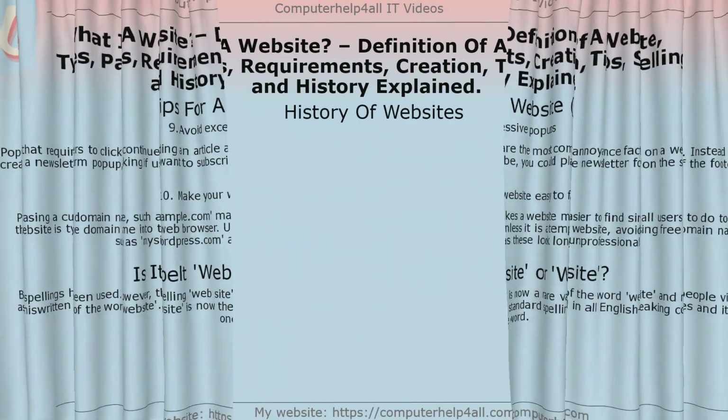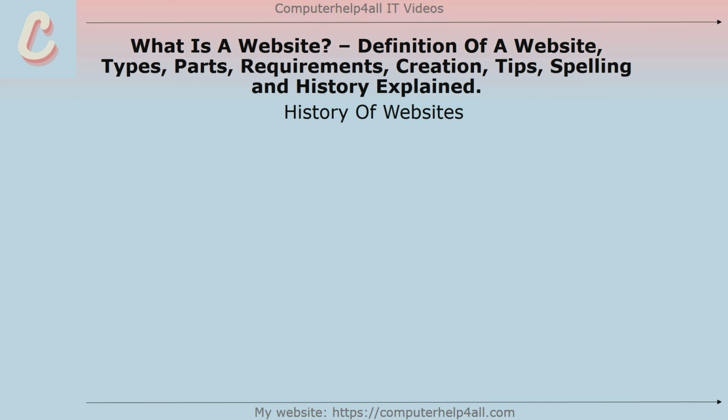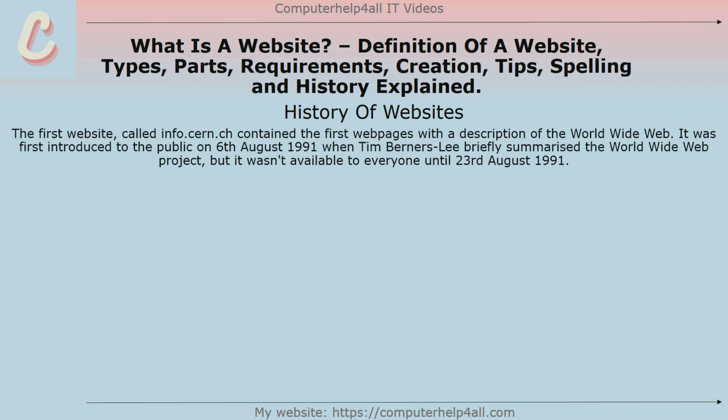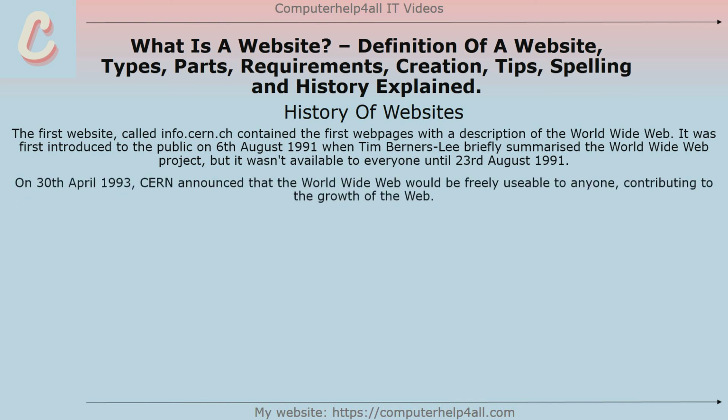The first website, called info.cern.ch, contained the first web pages with a description of the World Wide Web. It was first introduced to the public on the 6th of August 1991 when Tim Berners-Lee briefly summarized the World Wide Web project, but it wasn't available to everyone until the 23rd of August 1991. On the 30th of April 1993, CERN announced that the World Wide Web would be freely usable to anyone, contributing to the growth of the web.